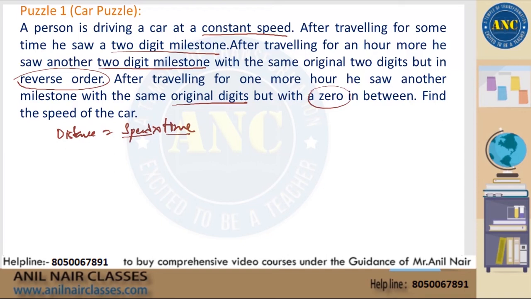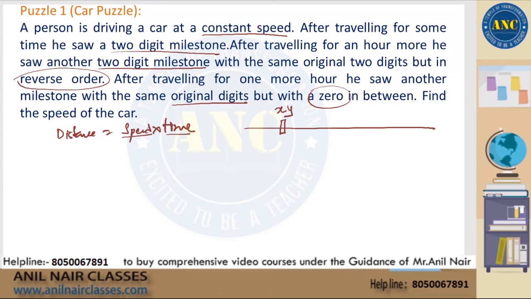What is the question saying? Someone started traveling, driving a car at a constant speed. After traveling for some time, he saw a 2-digit milestone. Initially, he saw a milestone. Now, what is this milestone? A 2-digit milestone. How do you represent any 2-digit number? I'm assuming X and Y to be the digits, so I can represent it as XY.